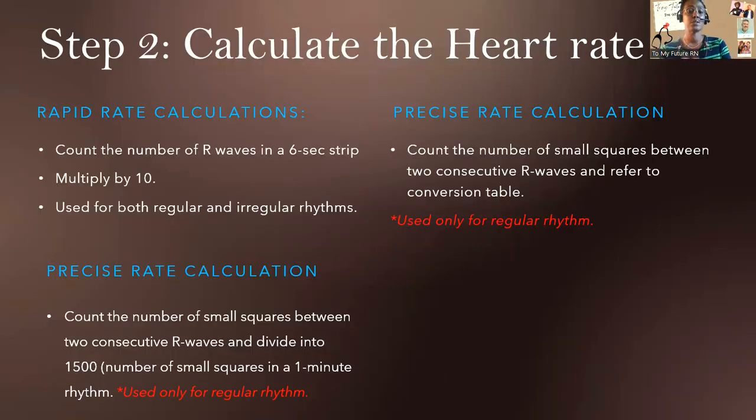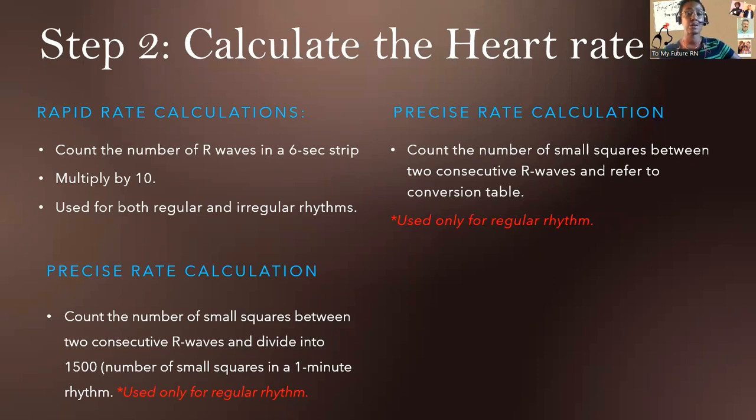So step 2 is to calculate the heart rate. There are a few methods of calculating the heart rate. The easiest method is the rapid calculation. So if you get a 6-second strip, which I'll show you later what comprises a 6-second strip, you're going to count your R waves, and then you're going to multiply it by 10. It gives you an approximate rate. The rapid calculation can be used for both regular and irregular rhythms.